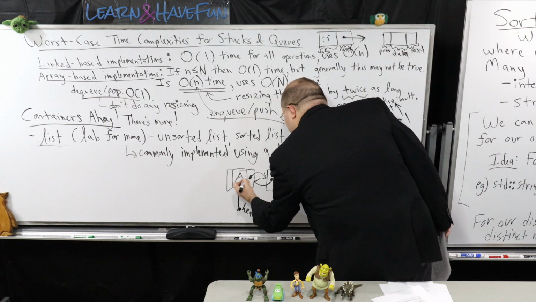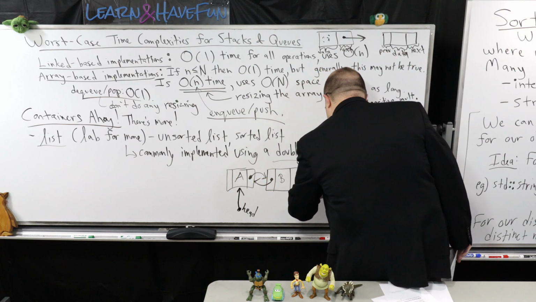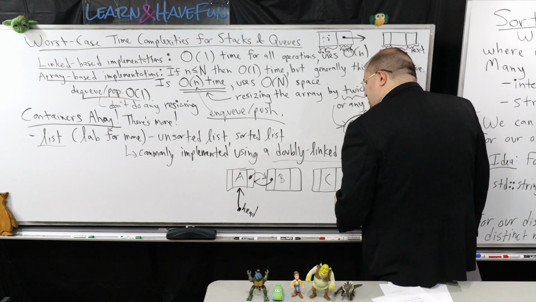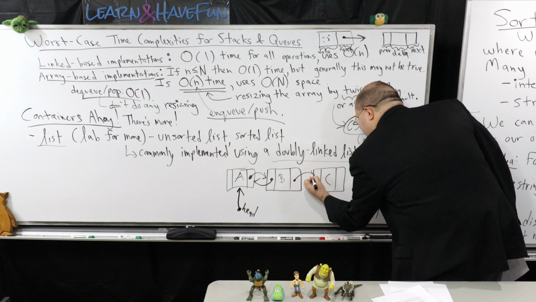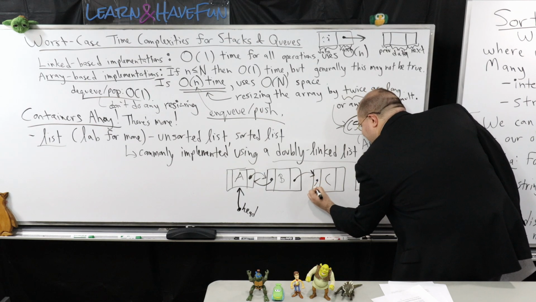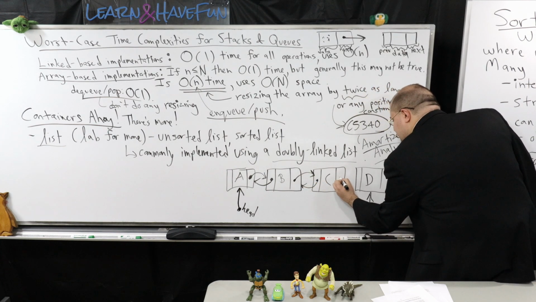So if I have, say, each one of their data is just some pointer to some object, A, B, C, and D, like this, I'll have my next one, and it just points back at the previous one.